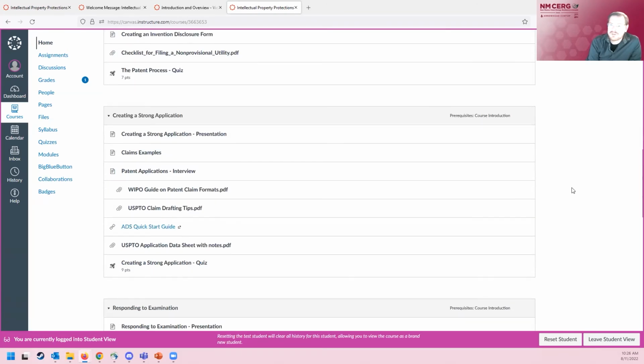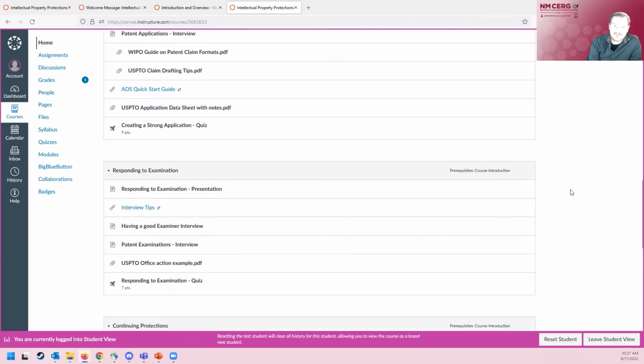And then now that you've decided, okay, well, let me get this process started. Well, how do you create a strong application? What are some of the things that you need to know about the application process, the documentation you have to have, and ultimately submitting this and getting it into USPTO's hands?